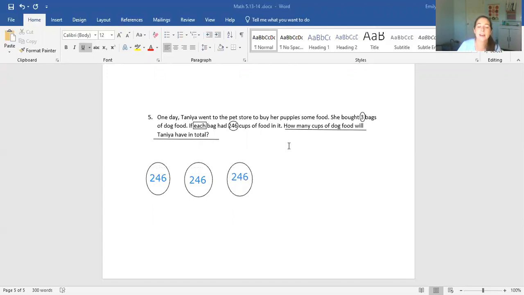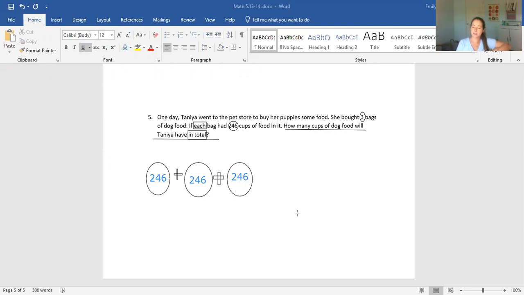There we go. And then the question, the most important part, if we don't answer the question, we won't get it right. How many cups of dog food will Tanaya have in total? How many cups will she have in total? So I know in total is another word that I forgot to box when I marked it up. In total means in all. So here, each means to multiply in this situation, because we want to know the total. We want to know how much they are all together, in all.